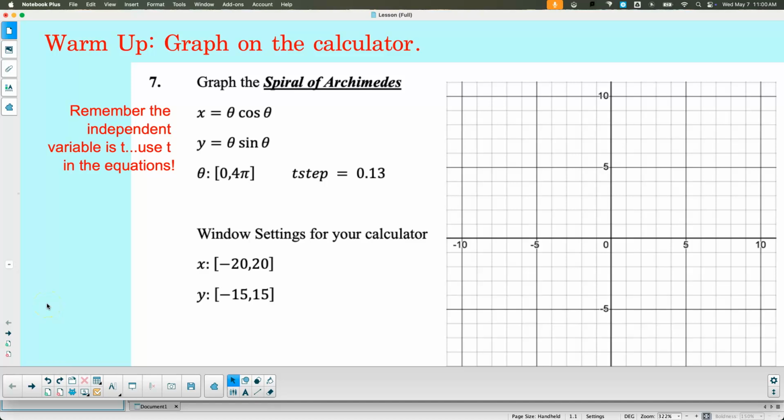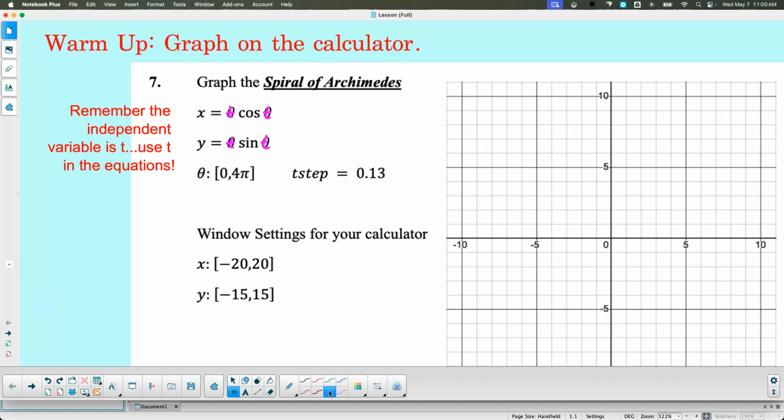First thing, I'd like you to graph the spiral of Archimedes. What you're going to have to do, because you're going to be with T's today, is that when we're graphing in parametric mode, we graph with T's. So this is going to be T cosine of T, T sine of T, and 0 to 4 pi.